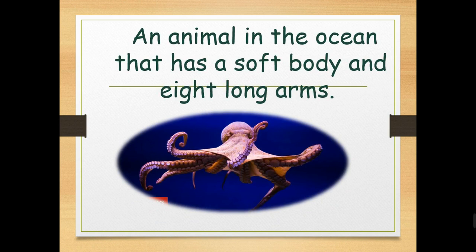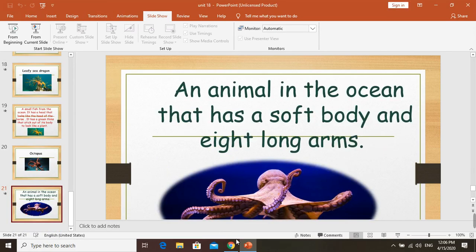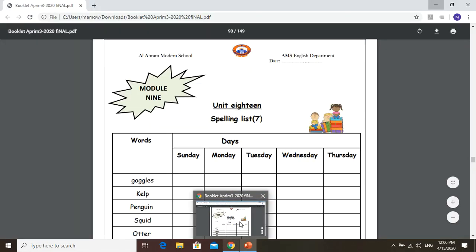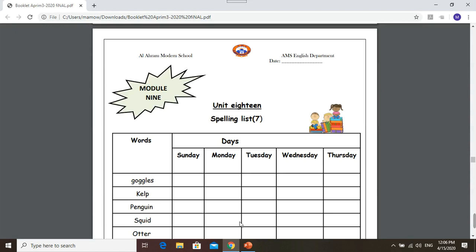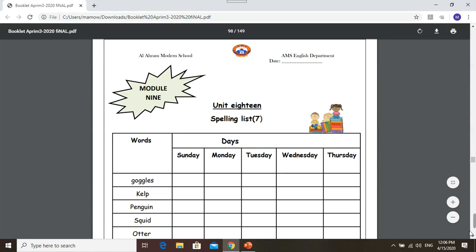Okay, I love watching sea animals and sea creatures, and I love diving underwater. Thank you for watching. And now let's start with the booklet. We have the spelling list 7 in unit 18. You will find it.